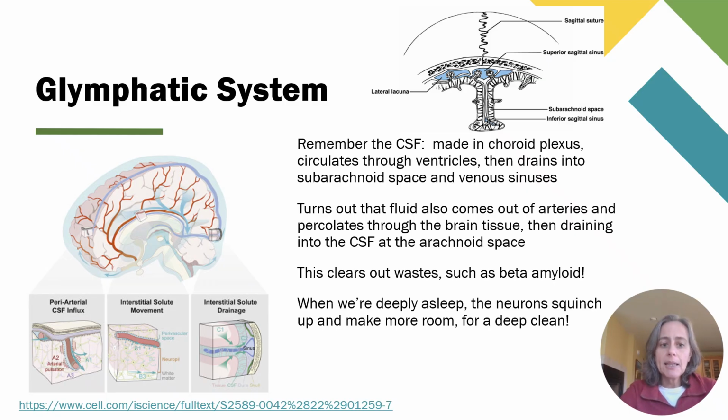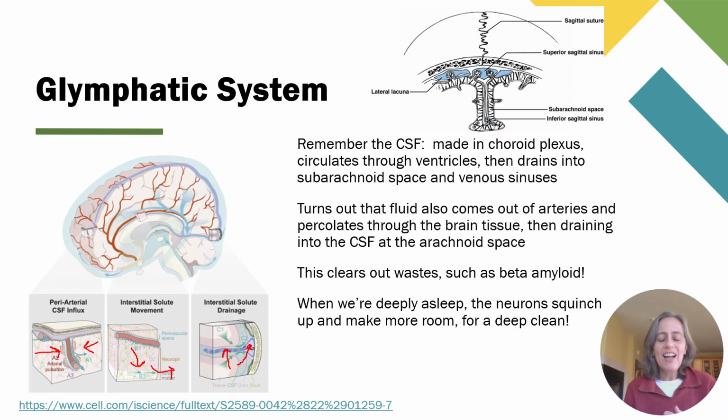But ultimately, what they're showing you down here is that fluid is coming out of the arteries, right? Then it percolates down through the brain, and then it drains over into the subarachnoid space, and then there through the arachnoid granulations into the venous system, into the dural venous sinuses. So what's cool about this is it is cleaning out, flushing out. We are constantly washing out our brain tissue with this fluid, which is awesome.